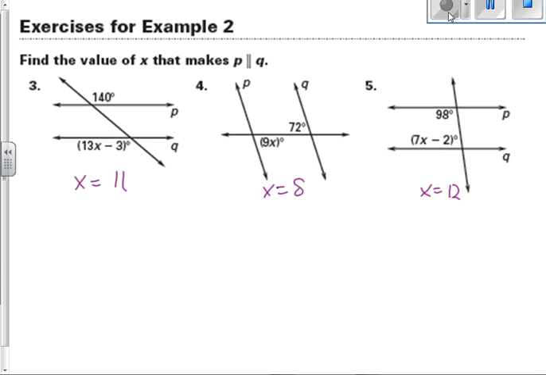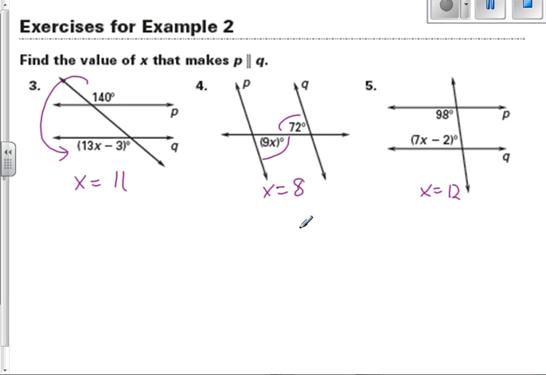All right, so if I look at number 3, I know that these are alternate exterior angles. I know that they are congruent, therefore I have 140 degrees is equal to 13x plus 3, and you solve and you find out that x is 11. So when x is 11, P and Q will be parallel. If I look at number 4, I know these are alternate interior angles. I also know that they are congruent, therefore I can set them equal to each other. You have 72 is equal to 9x. You solve for x, and x is equal to 8. So therefore when x is 8, lines P and Q will be parallel.